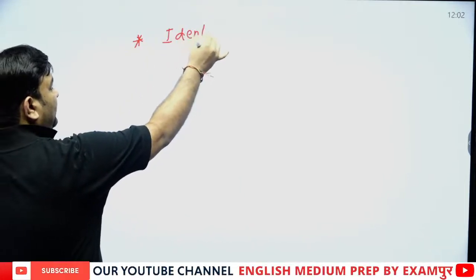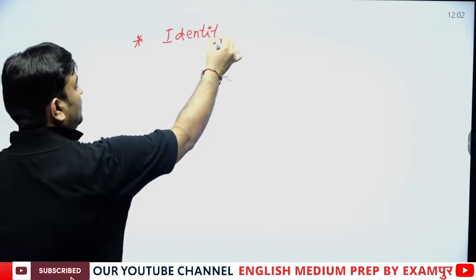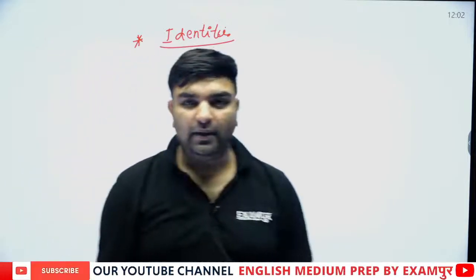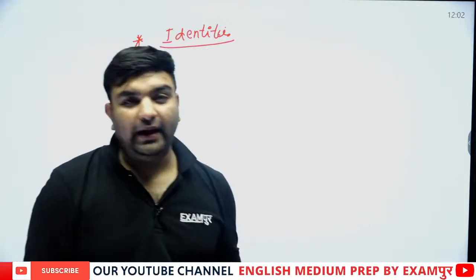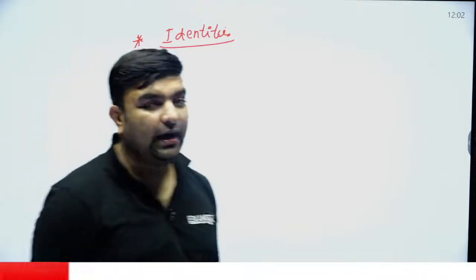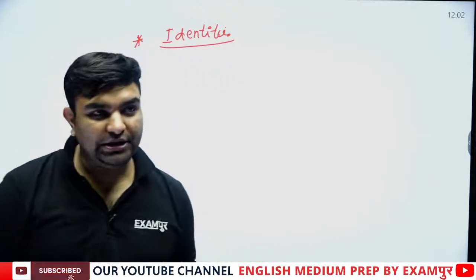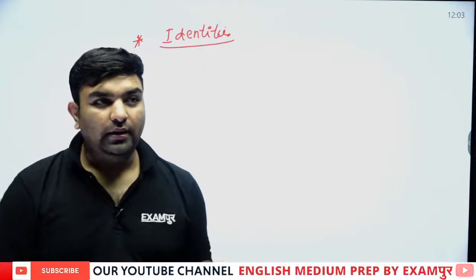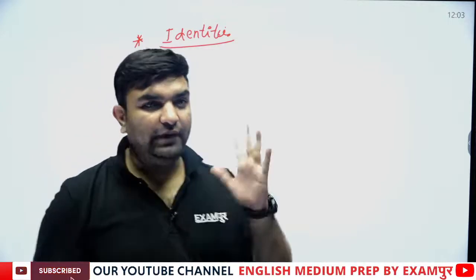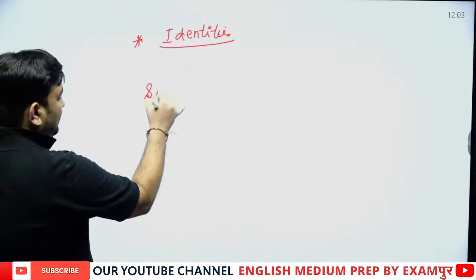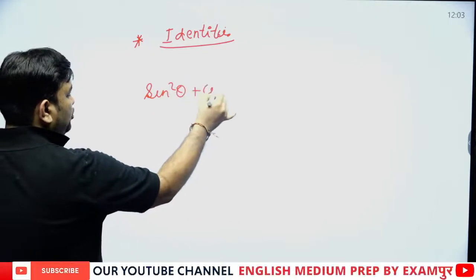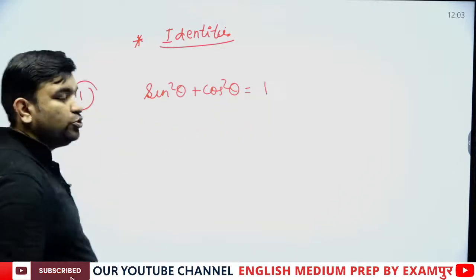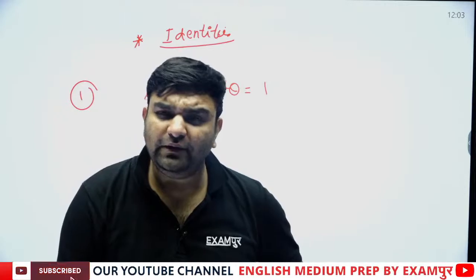What are the trigonometric identities and what do you mean by these identities? Identities are the equations or the relations which are valid for every value of theta, like sine square theta plus cos square theta. Sine square theta plus cos square theta is always 1 for every value of theta.